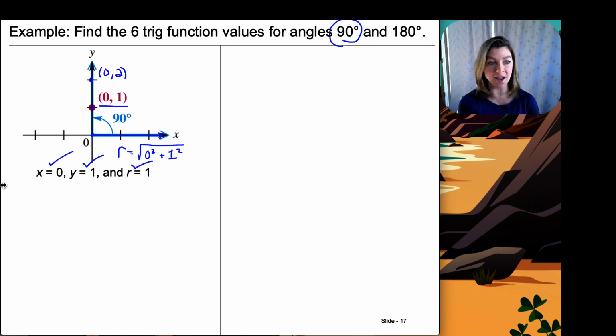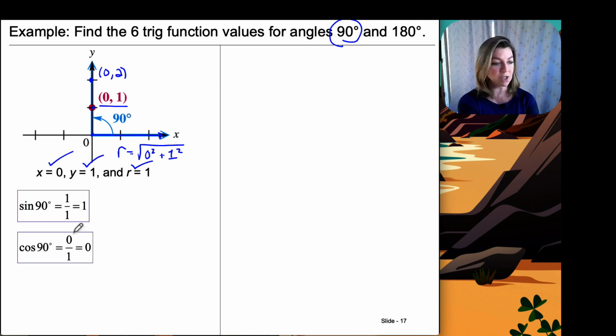I am going to start with sine of 90 degrees. It is y over r, 1 over 1 reduces to 1. Then cosine of 90 degrees, which is x over r, so 0 over 1. Any quantity or no quantity in your numerator, so 0 in the numerator divided by anything is 0. Tangent next. Tangent of 90 degrees is y over x, so 1 over 0, and any quantity in the numerator divided by 0 has an undefined value.